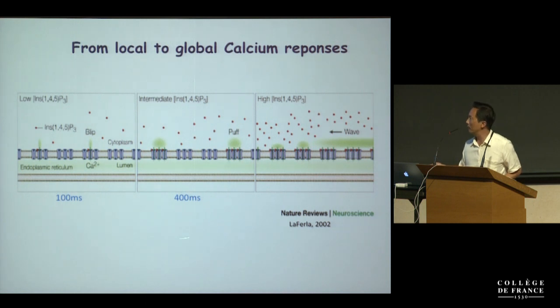Then if you have a cluster of those channels that release more calcium from the pools, we have what is called puffs, and those are a bit larger. They can last 400 milliseconds. And then eventually those responses will integrate above a threshold that would trigger a global calcium response that would lead to the release of calcium from the whole pool of the cells.